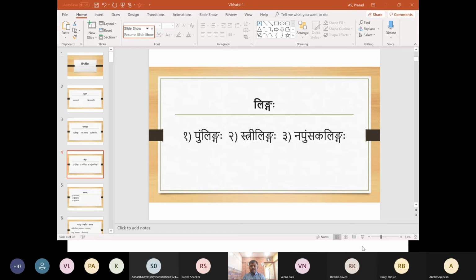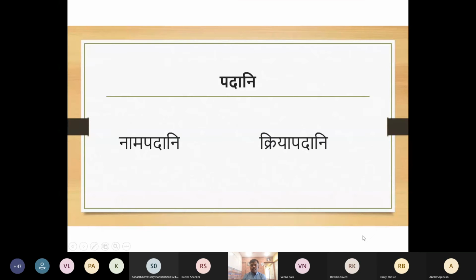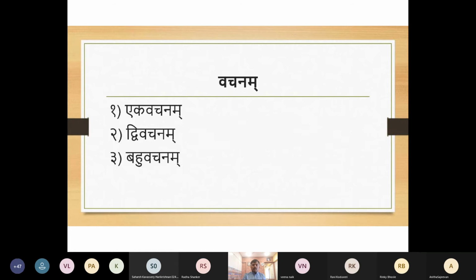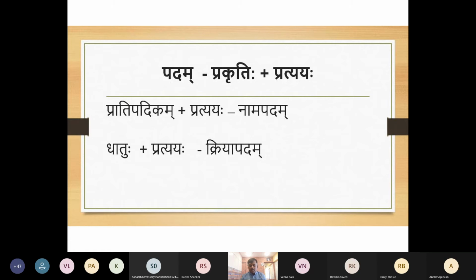So I told you about Anda Vyavastha, Linga Vyavastha, Vachana Vyavastha: Ekavachanam, Dvivachanam, Bahuvachanam; Pada Vyavastha: Namapadam, Kriyapadam; and Anta Vyavastha: Akaranta, Ikaranta, Ukaranta, Rikaranta. We will go into the details of it as we go forward.